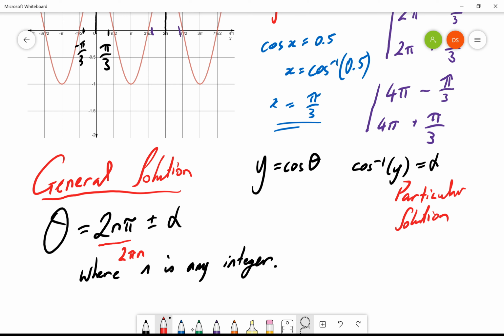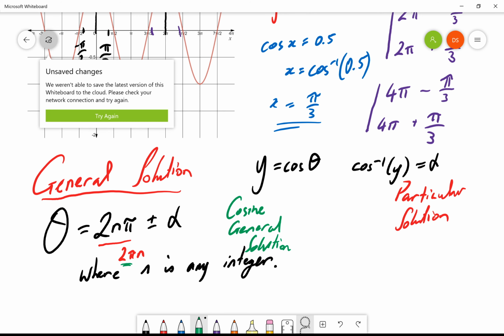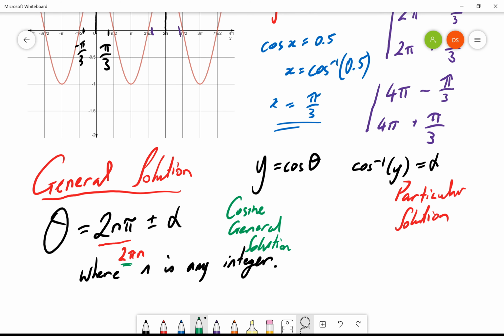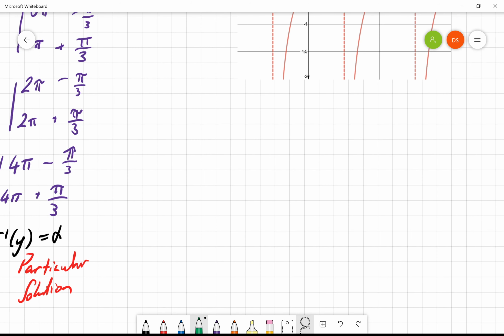So I still want you to recognize the relationship between 2 pi and the period of this function, because there's some cool intricacies that we can come to later on. Okay, that's the cosine general solution. Hopefully my tan one won't take as long, because I think we've got the main idea right now. So let's shift over and see what we get in tan.